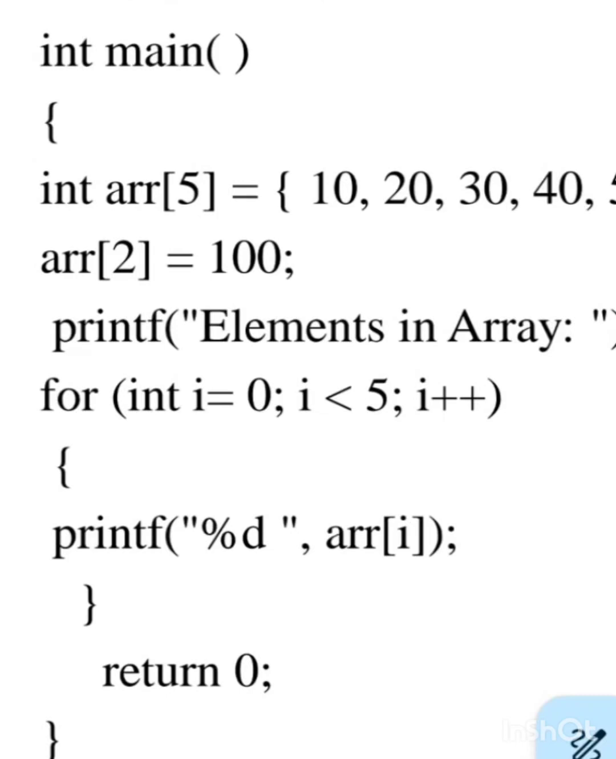Next i is incremented to 1, then 1 less than 5, yes, the condition is satisfied, then arr[1] will be printed. In the position arr[1] the value is 20, so the 20 will be printed. Next the loop is incremented, i equal to 2. So 2 less than 5, yes, the condition is satisfied. So I have printed arr[2]. The value in arr[2] will be 100 because we changed 30 to 100 in the previous step. So the 100 will be printed.